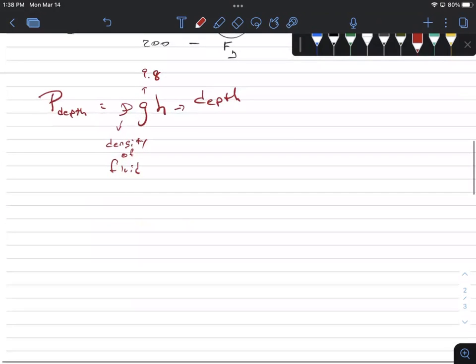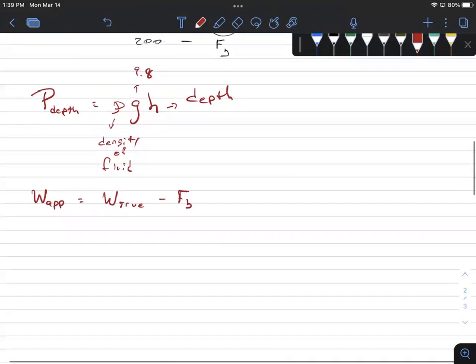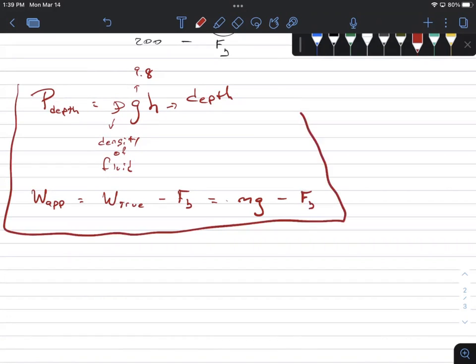The next is the apparent weight of an object under the water or in a fluid. It is the true weight minus the buoyant force. And by true weight, I mean m times g, minus buoyant force. Okay. So those are our two big equations for now. We're going to get a few more as we discuss Archimedes' principle.